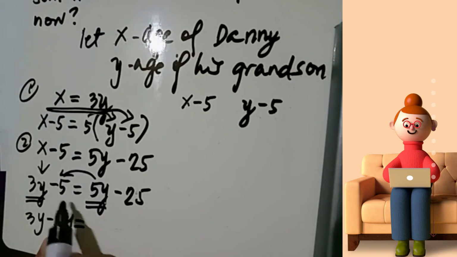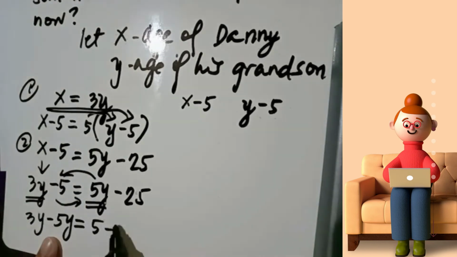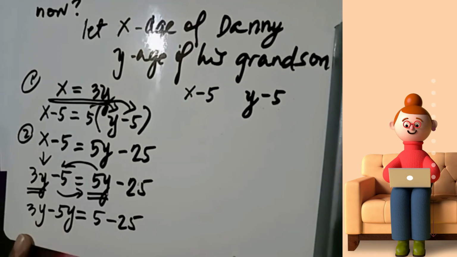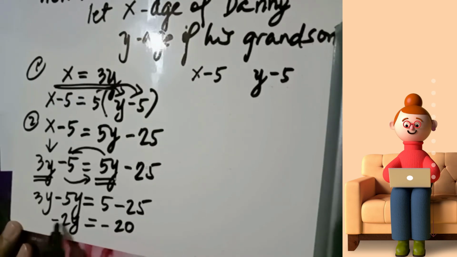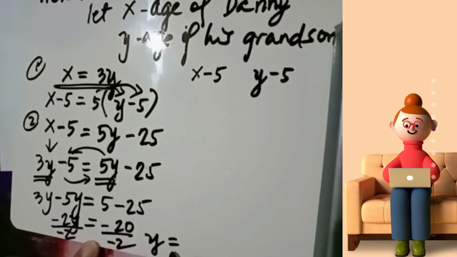And then, let's transpose this to the right side. Negative 5 will become positive 5 and then negative 25. Just copy it. So, 3y minus 5y, you have negative 2y is equal to 5 minus 25 is negative 20. And then, to eliminate the negative 2, because what we need is the y only, dividing both sides by negative 2. So, y is equal to, negative 2 divided by negative 2 is 1. So, you have y equals negative 20 divided by negative 2. The answer is positive 10.